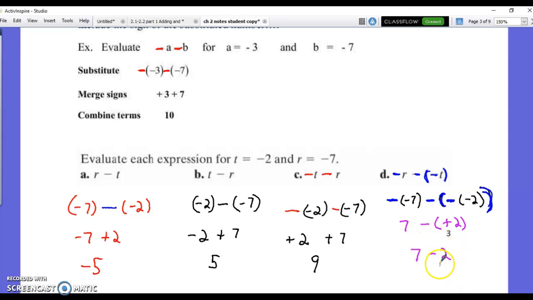And then we get 7 take away 2. These signs are different. This is a positive. That's a negative 2. Positive 7. So the difference between 7 and 2 is 5. And 7 is a bigger number. So that is our final answer.